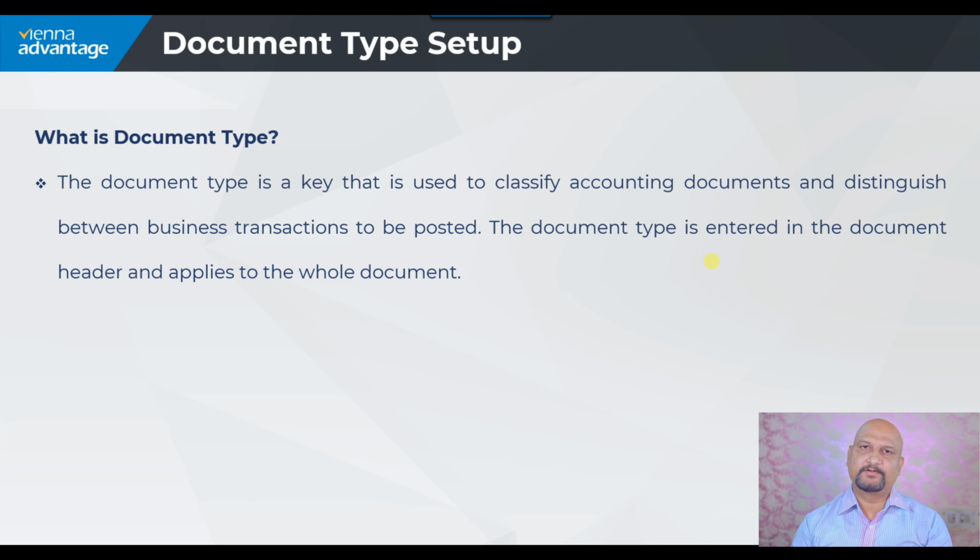Now, what is basically the document type? The document type is the key that is used to classify accounting documents and distinguish between business transactions to be posted. The document type is entered into the document header and applies to the whole document.